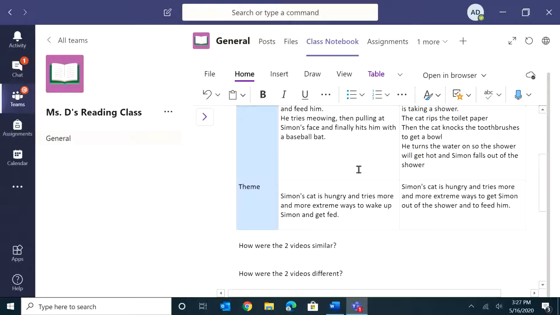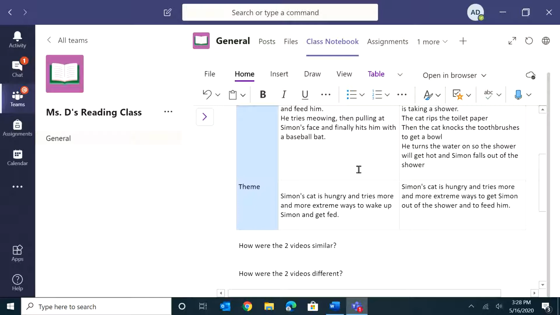You could have said that they're different because the cat does different things in them. In Cat Man Do, he pats Simon's head, he meows, he hits him with a baseball bat, and he pulls at his face. While in Hot Water, he rips up the toilet paper, he knocks all the toothbrushes over and shoves the bowl towards Simon, and then he turns the water on so that the shower will get all hot. So those are differences.